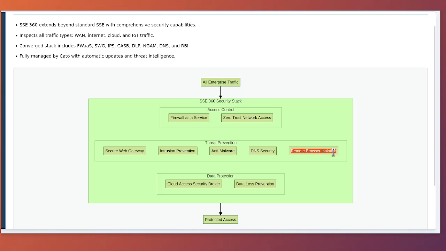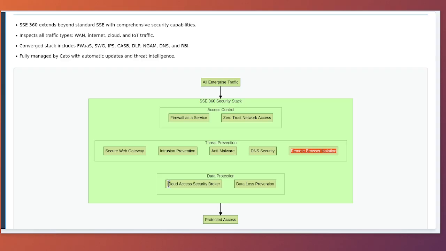The key differentiator is that SSE 360 inspects all traffic, not just web and software as a service traffic. This includes WAN traffic between branch offices, east-west traffic within the network, and traffic from Internet of Things devices and other non-user endpoints. This comprehensive visibility ensures that threats cannot hide in blind spots that traditional SSE solutions would miss.